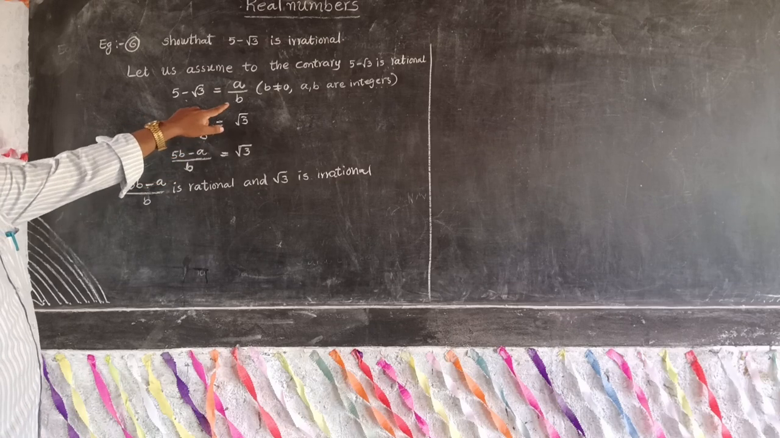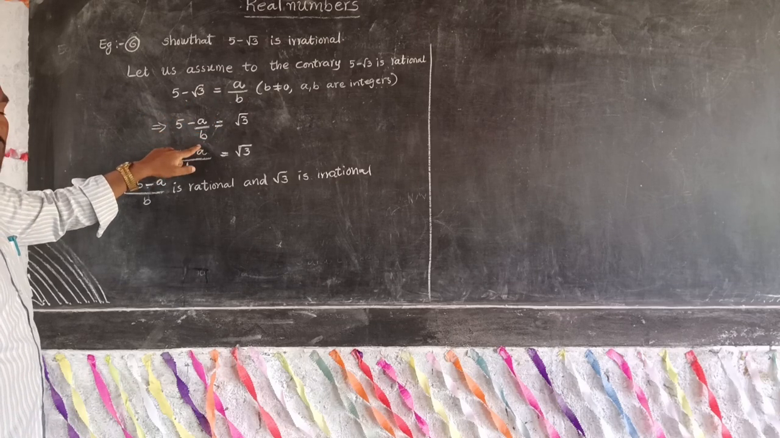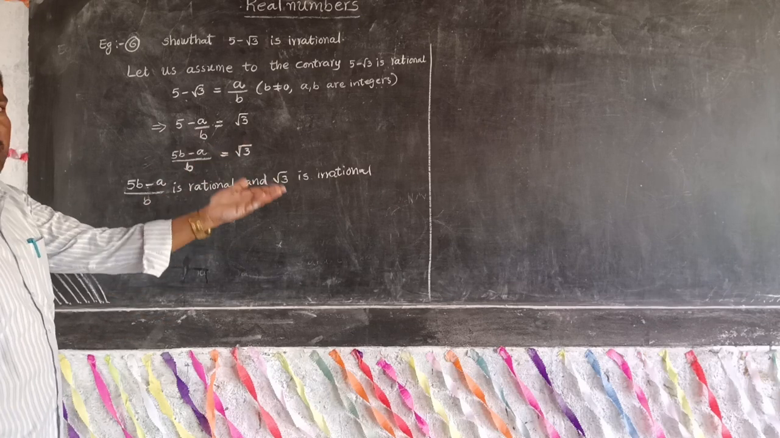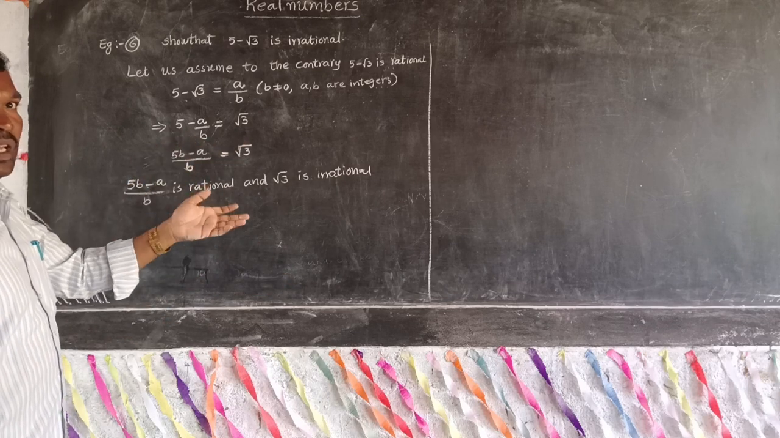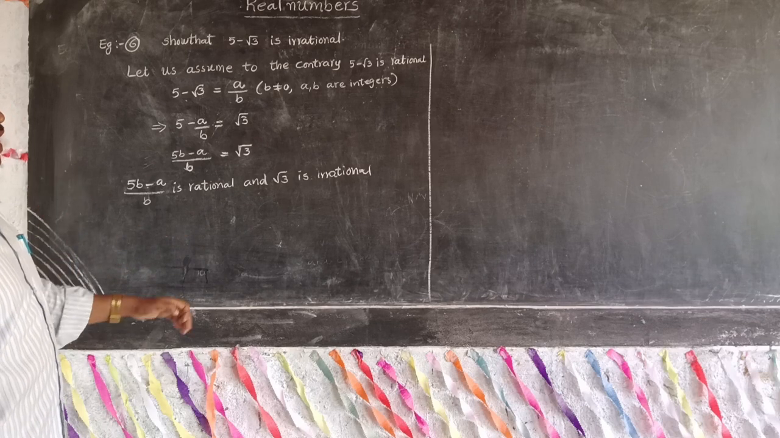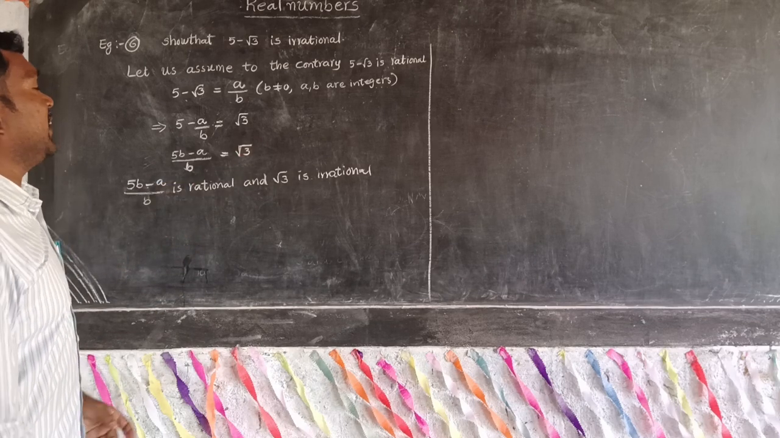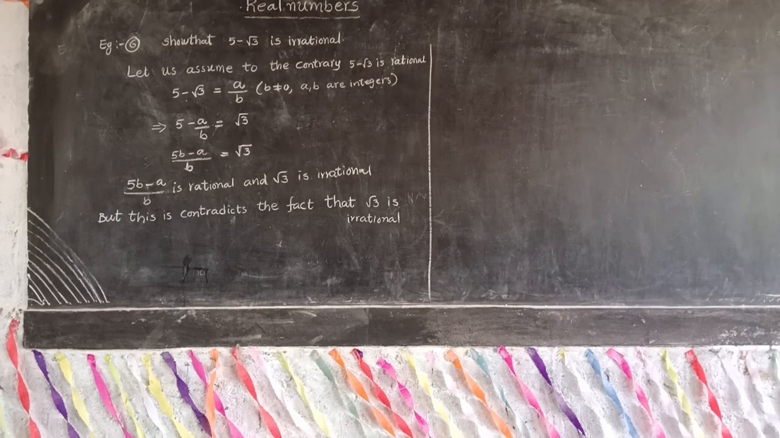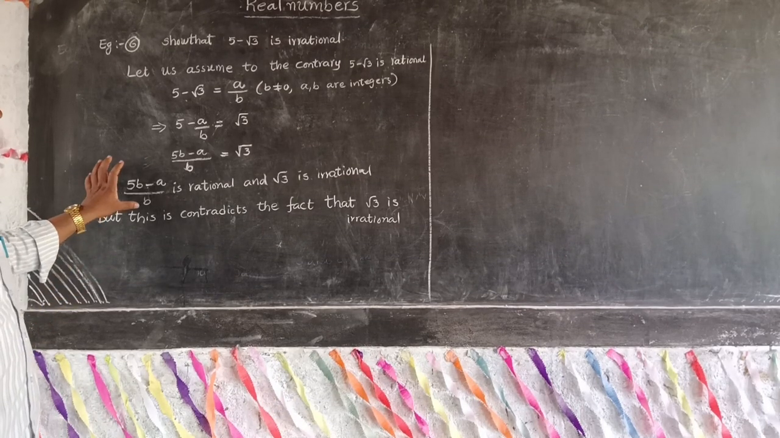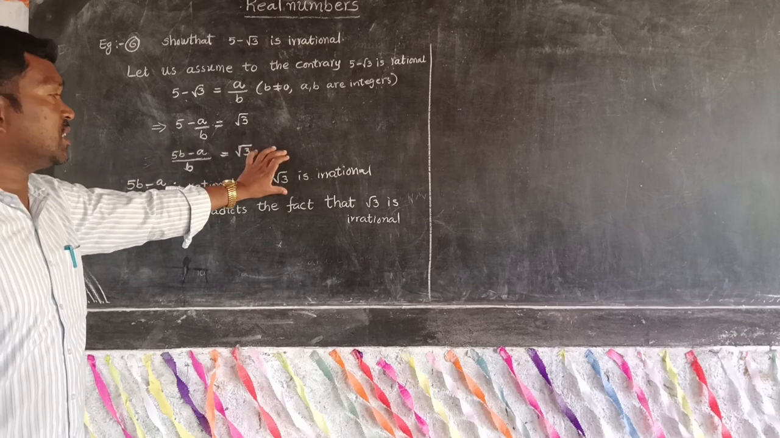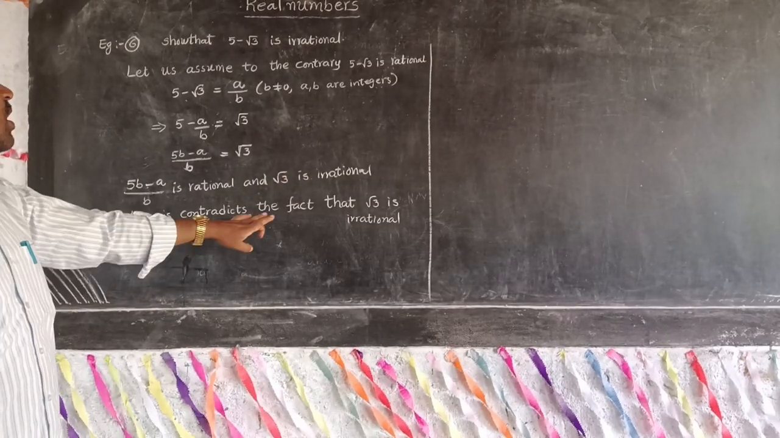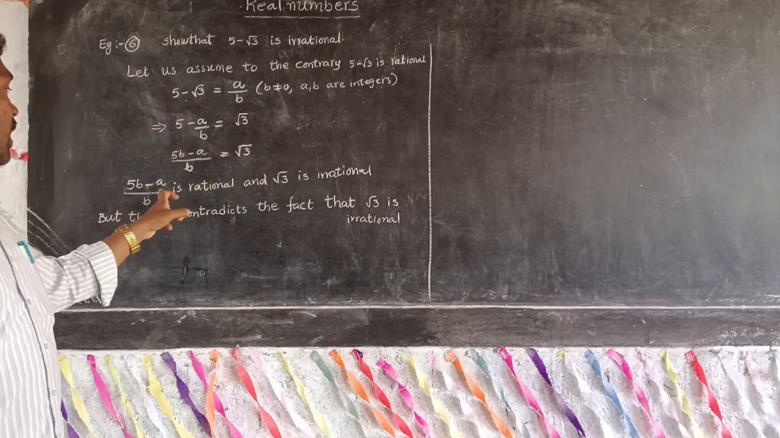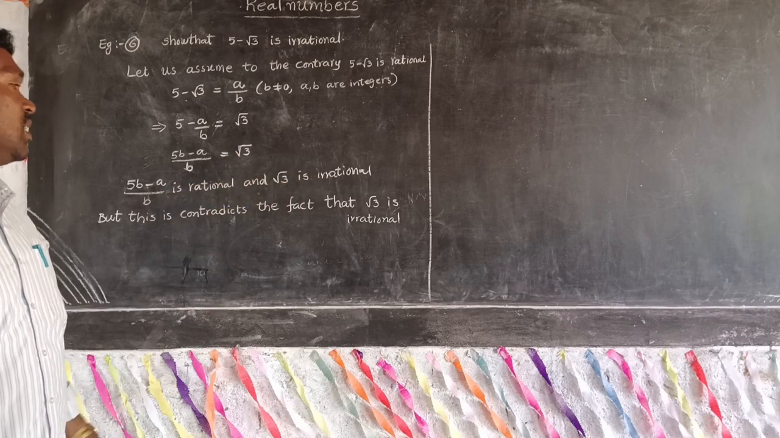Since b is an integer, 5b minus a is also an integer, and 5b minus a by b is a rational number. But the RHS, root 3, is irrational. So the LHS is rational and the RHS is irrational, but this contradicts the fact. The fact means the LHS and RHS are always equal, but here the LHS is rational and the RHS is irrational.